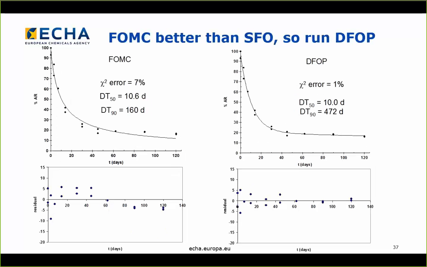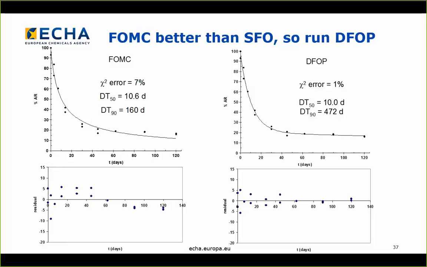So the decision scheme says FOMC is better than SFO, so run DFOP. Here we have the same FOMC fit on the left, but our new DFOP fit on the right. Again, just looking at the chi-squared error, with DFOP we get a chi-squared error percentage of 1 compared to 7. So again, it's telling us that maybe DFOP is better than FOMC.